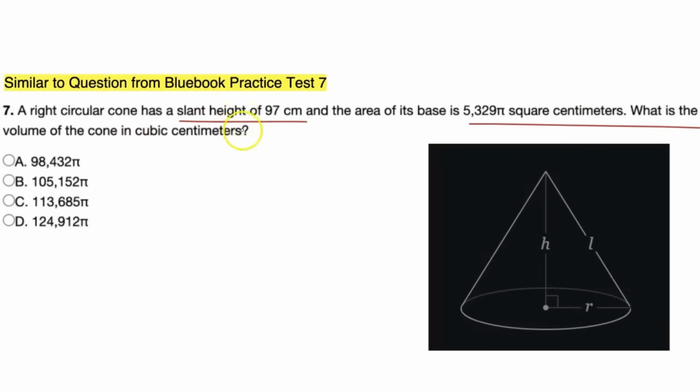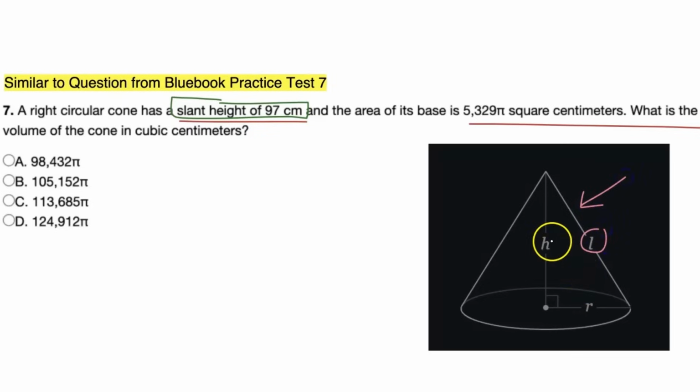Okay, so what is the first plan of action? Well, we're given a couple things. We're given the slant height. So you might be wondering, what is the slant height? Well, I have a nice diagram here. I'm changing my colors to pink. So this L labeled here is the slant height.